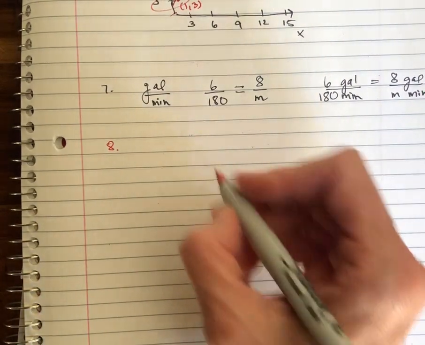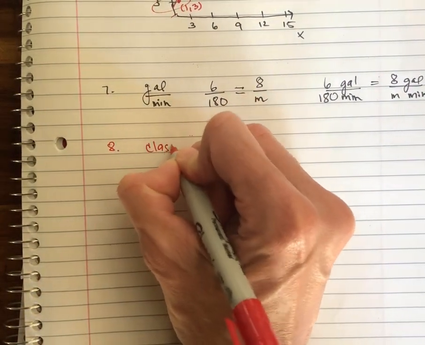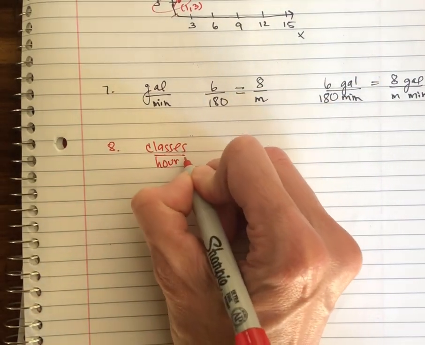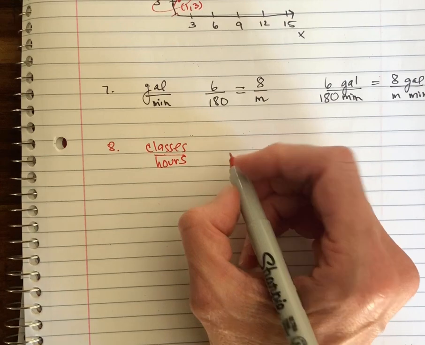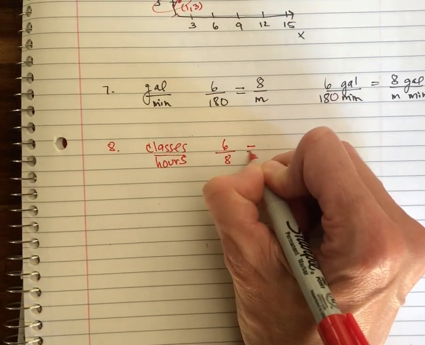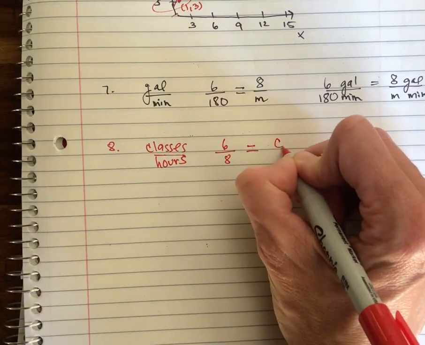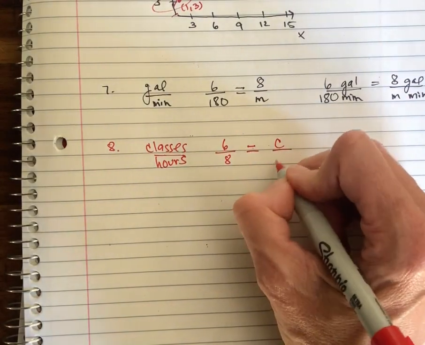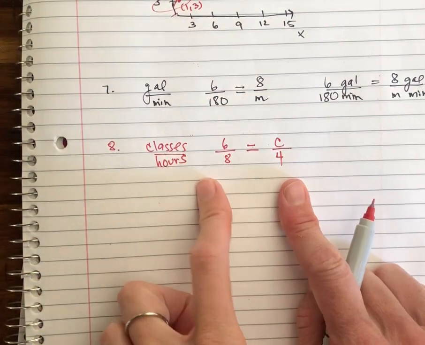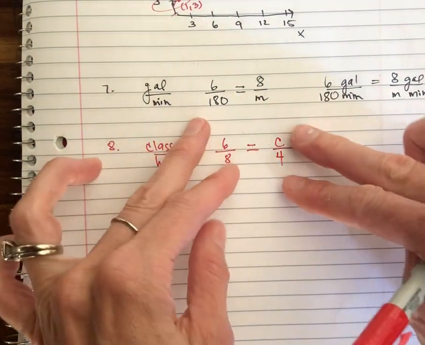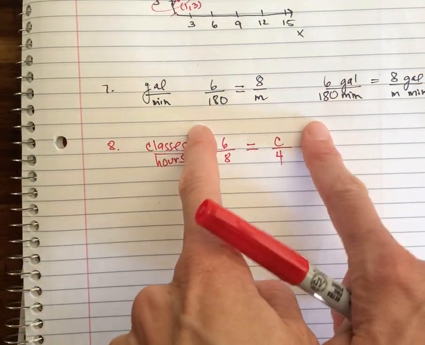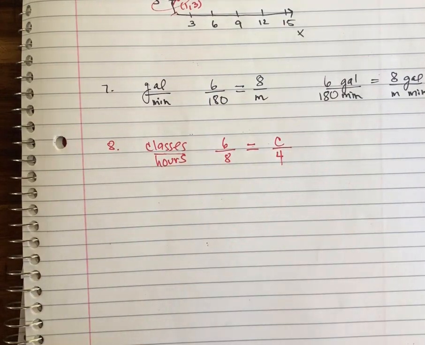Number 8, same idea. We need those guiding words. We're talking about classes and hours, and on Thursday, it's a 6 to 8 ratio, and on Friday, we don't know how many classes for 4 hours. So here's one possibility of what your proportion can look like. You can have the ratios flip-flopped as long as they're both flip-flopped, where you have your 8 and 4 on the top and the 6 and C on the bottom.